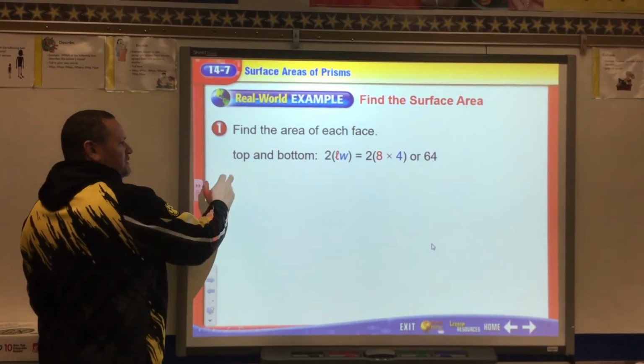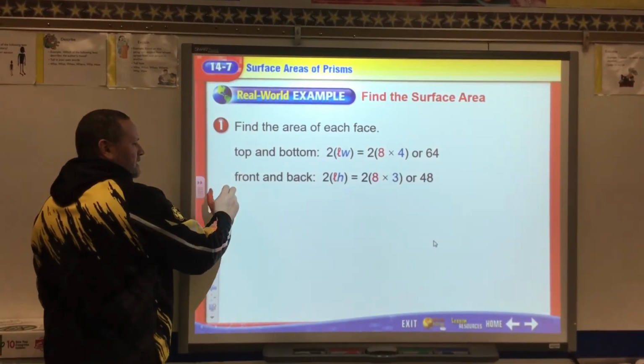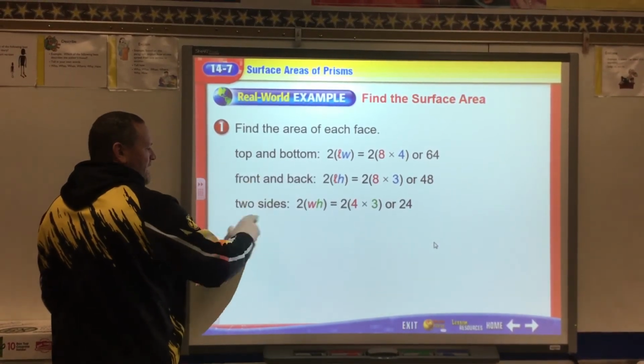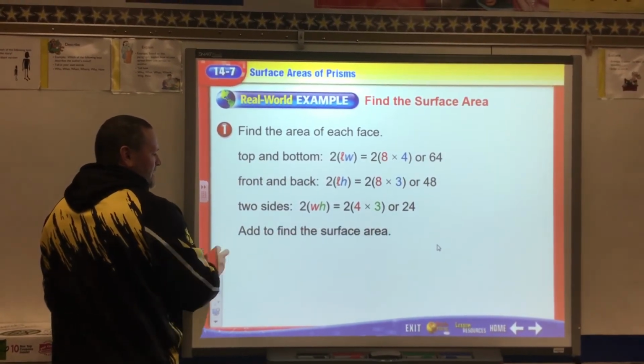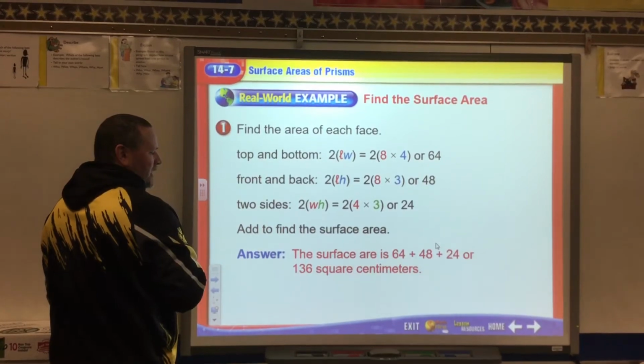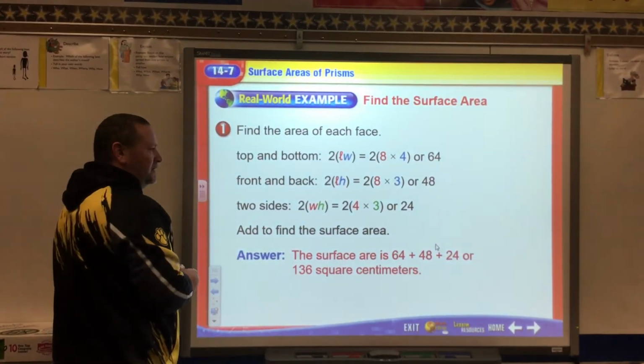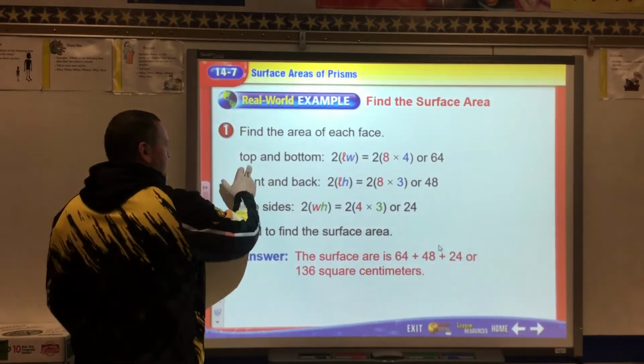And it shows doing the same steps that I did, where they double each one. Top and bottom, front and back, the two sides, add all those up, and you get 136. And again, square centimeters, because you're multiplying only two things. You're just finding area.